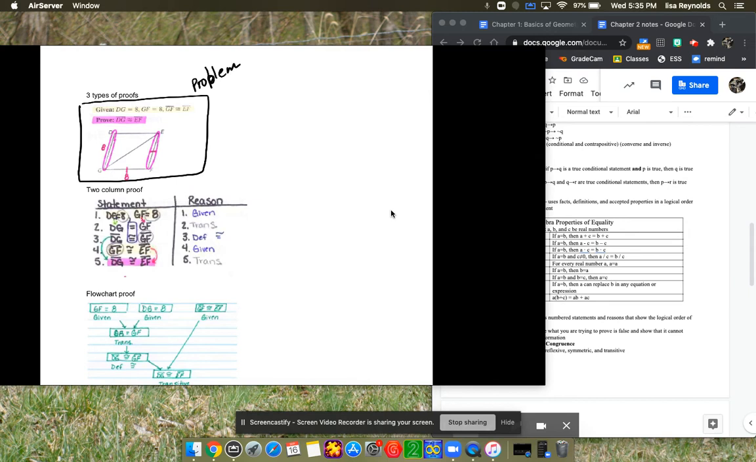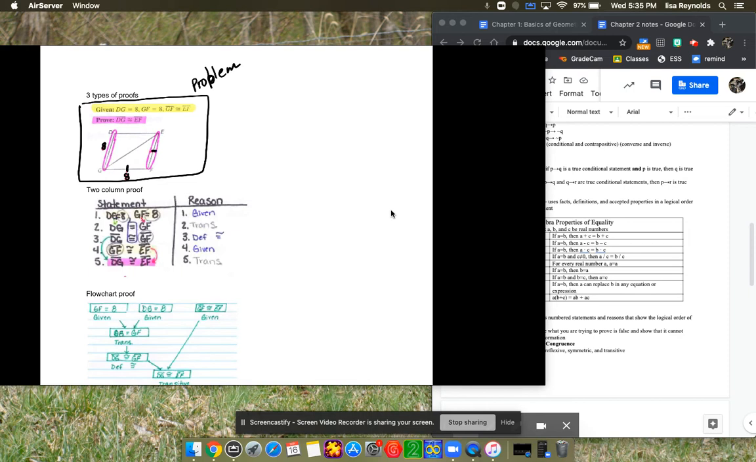In a proof, you will always have a set of given information, and we usually mark that on a diagram. So I have marked the 8 that was given for DG. We have marked the 8 that was given for GF. And then things that are congruent, we put the same slash mark on. So the GF and the EF have the same identifying mark.